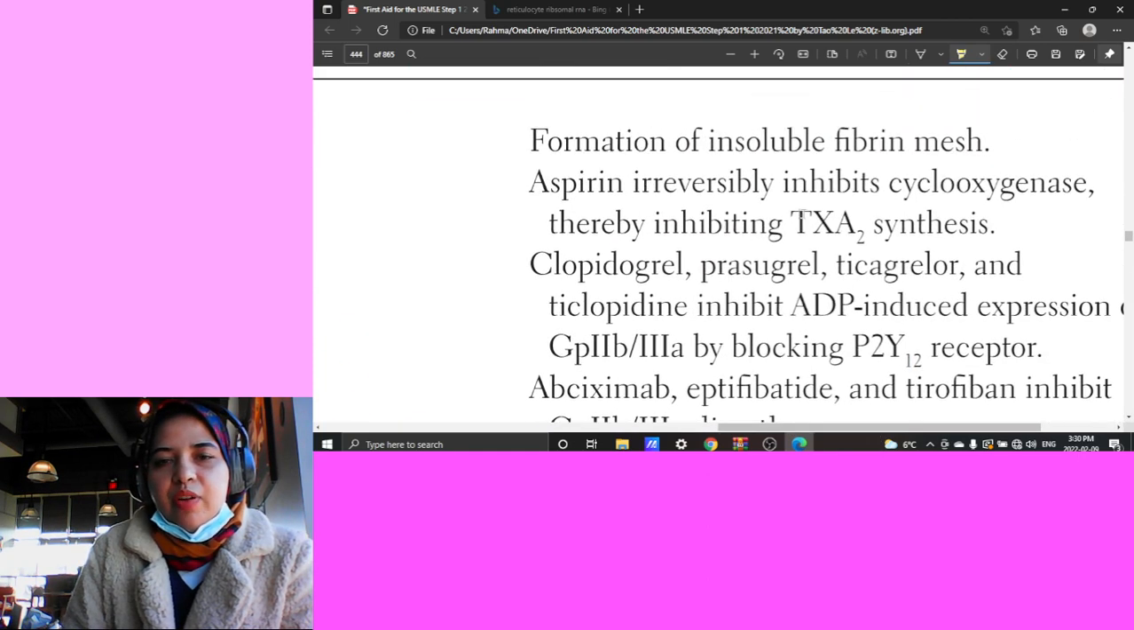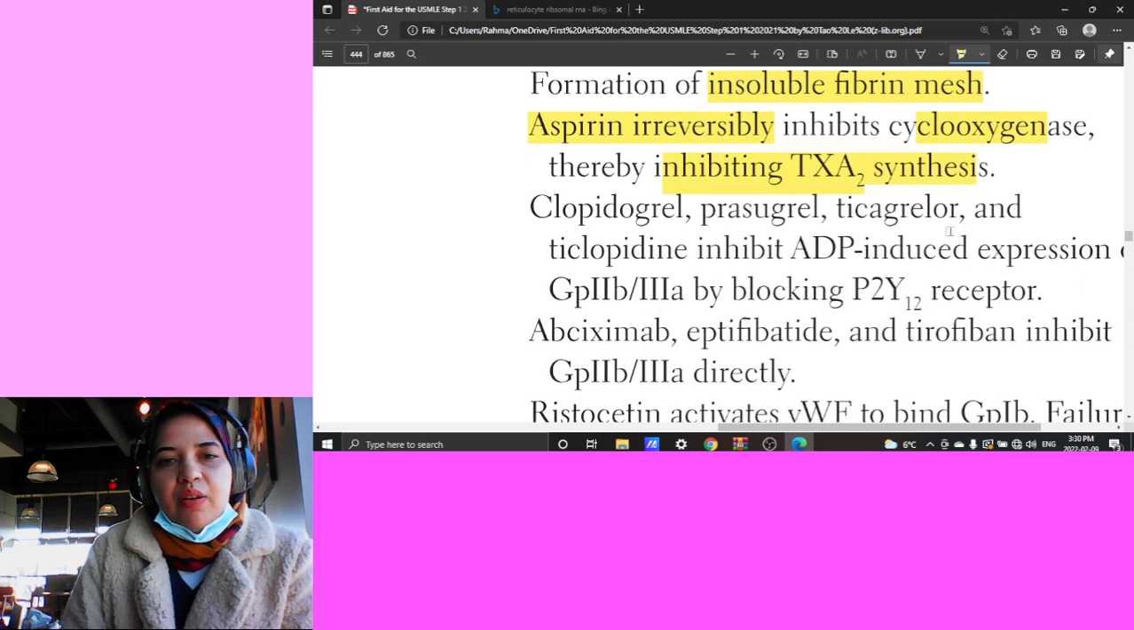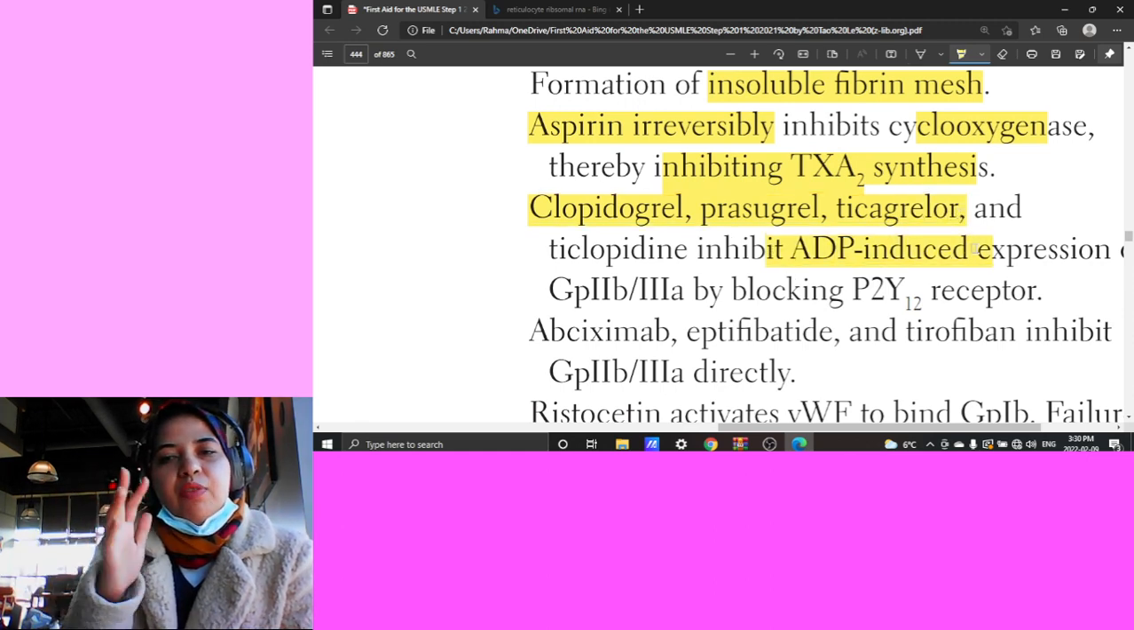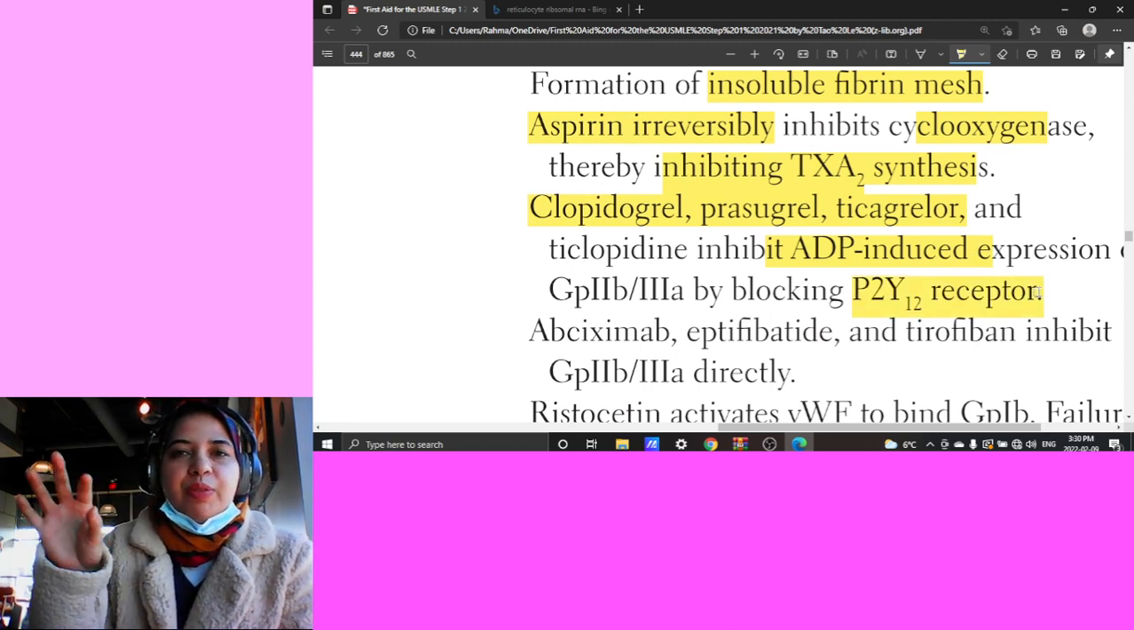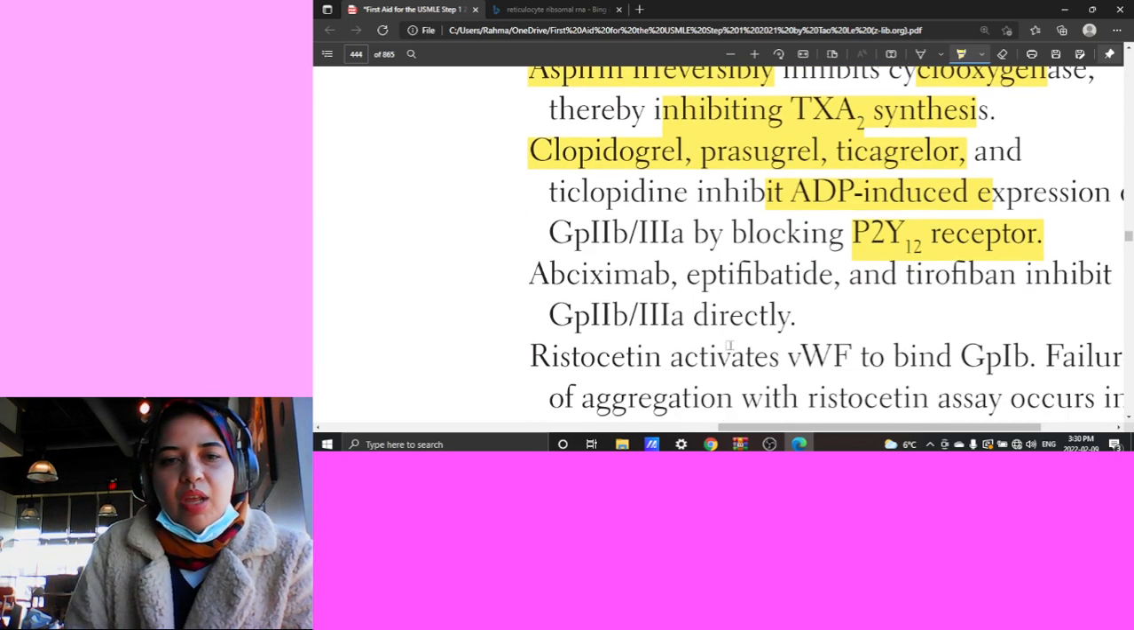So what we want at the end of the day is the formation of an insoluble fibrin mesh. Aspirin, we said, irreversibly binds to COX and prevents the thromboxane A2 synthesis. Then you have clopidogrel, prasugrel and ticagrelor, which inhibit the ADP P2Y12 receptor. So we're preventing the formation of GP2B3A by preventing the induction through ADP receptors, right? Abciximab is going to directly inhibit GP2B3A.